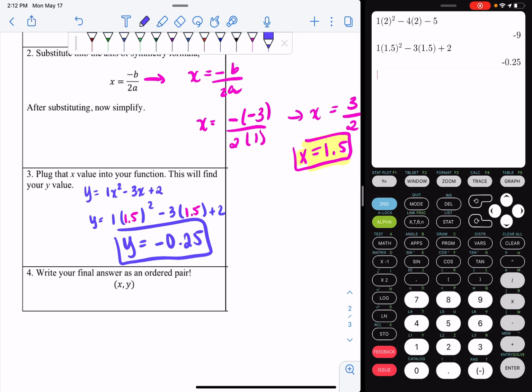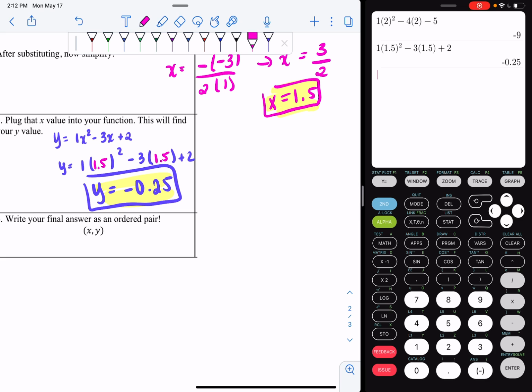So my vertex occurs at 1.5, negative 0.25. And that's your final answer.